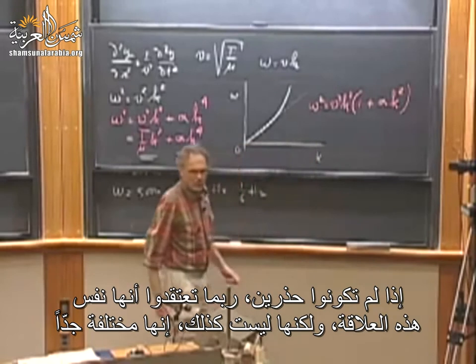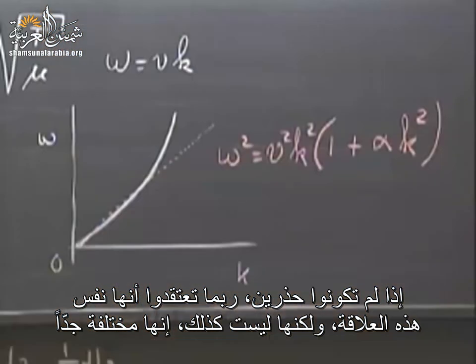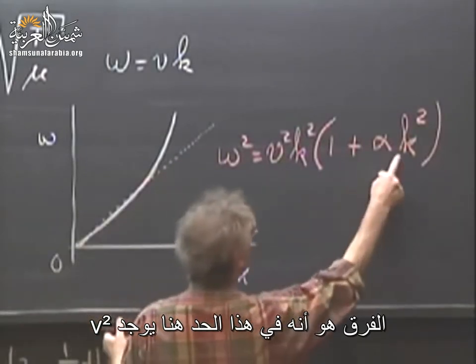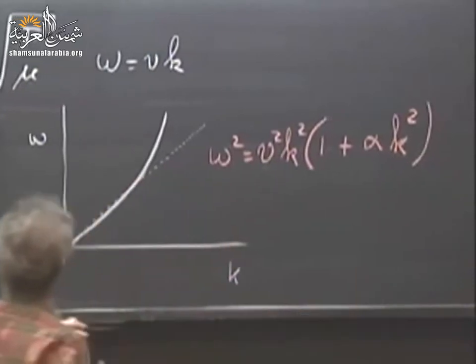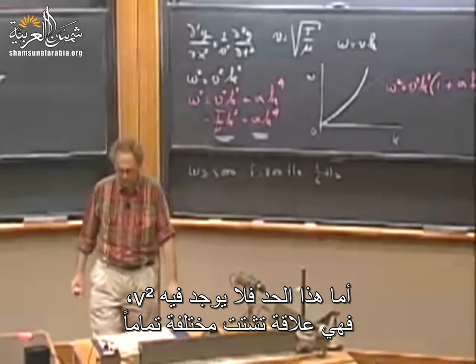And if you're not careful, you may think that it is the same as this. But it's not. It's very different. The difference is that this term here has a v square in it, and this term here does not have this v square. So totally different dispersion relationship.